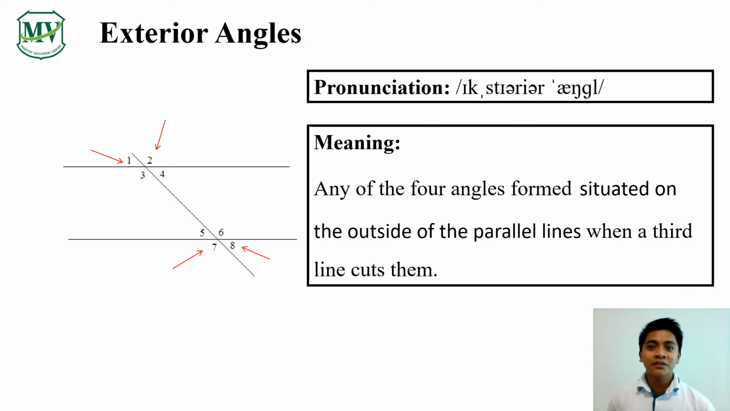Please say the word with me. Exterior angles. Perfect! Can you read the meaning with me? Any of the four angles formed situated on the outside of a parallel lines when a third line cuts them. Amazing! Let's learn another one.